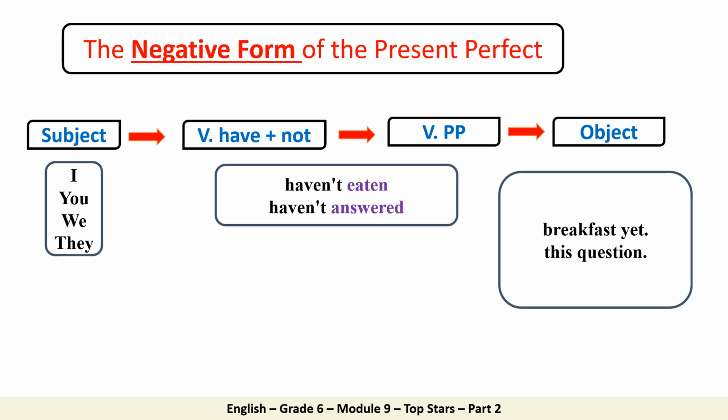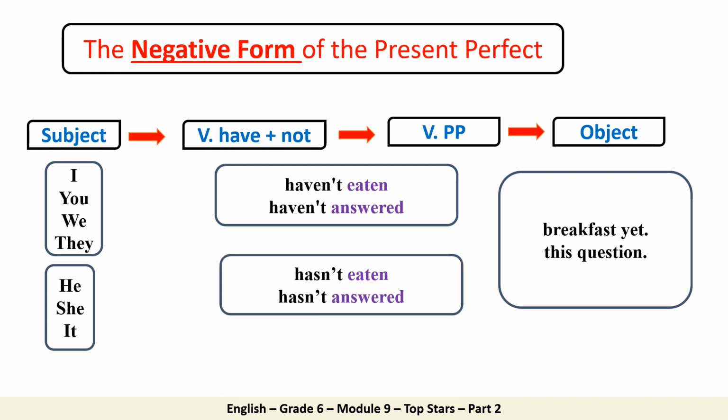Okay, but these are not all the subject or the pronouns. The other group is he, she, and it. And this time, we're going to change the form of the verb have in the present, so it will be has not. Let's see. Hasn't, and the verb in the past participle, eaten or answered, is unchanged. We don't change anything, it stays the same.